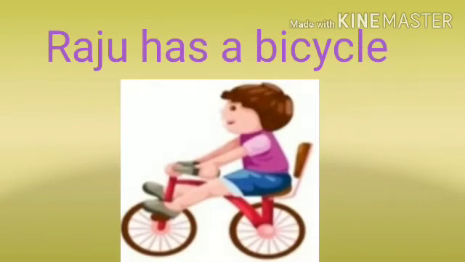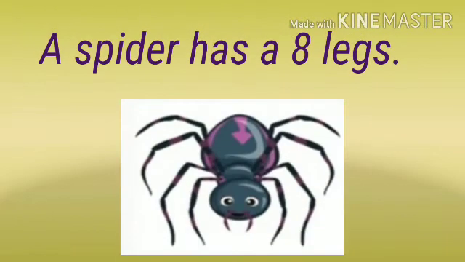See this sentence. Raju has a bicycle. Children, here also we use has. Why? Because we are speaking about one boy. So we use has here. Understood children? Let's see some more examples.